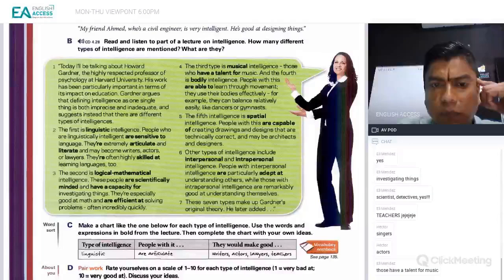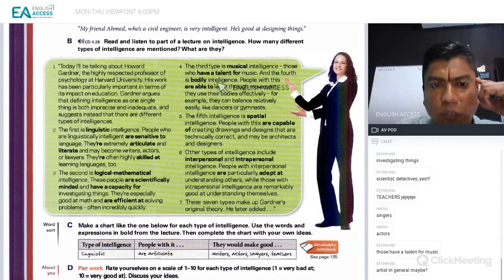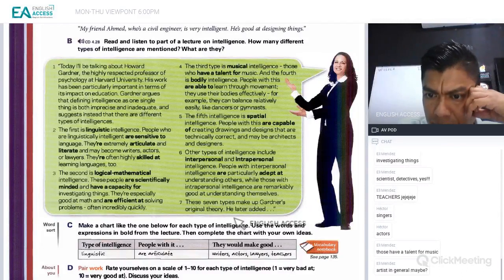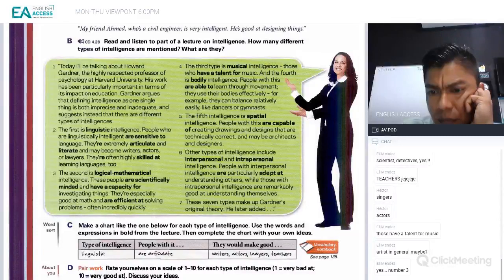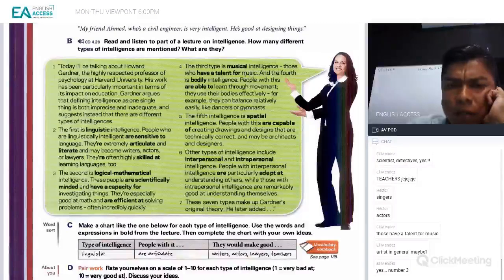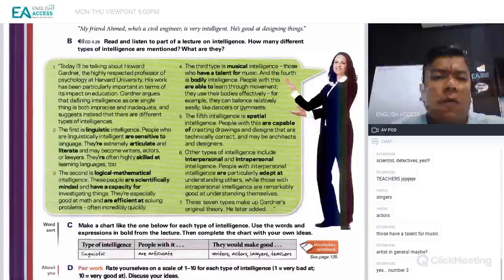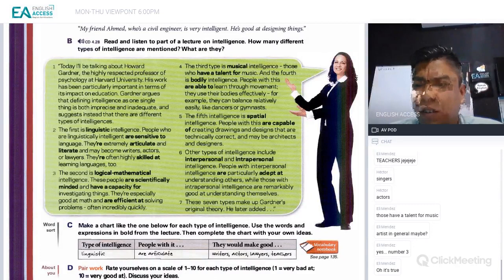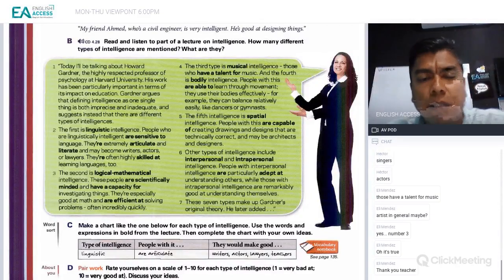What about the next one on the list, the fourth, bodily intelligence. People with it are able to learn through movement. Artists in general, you mean for musical? For musical, not artists, because artists will cover even the painters and dancers and sculptors and other types of arts. So not artists in general, but maybe in the musical arts, yes.